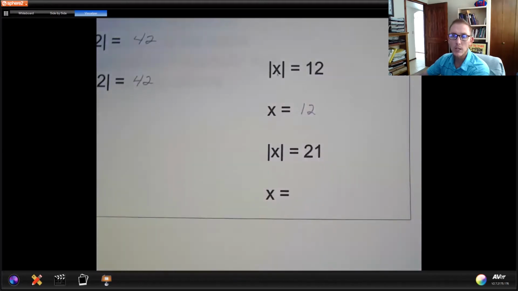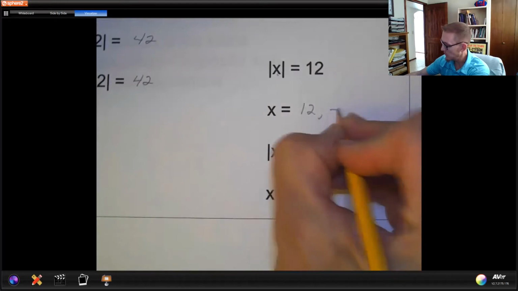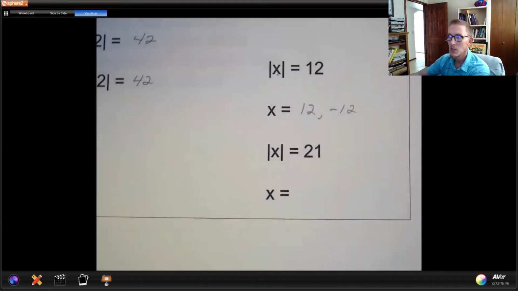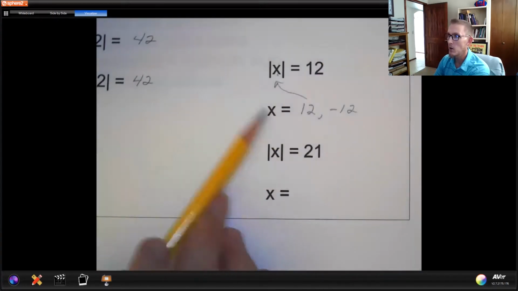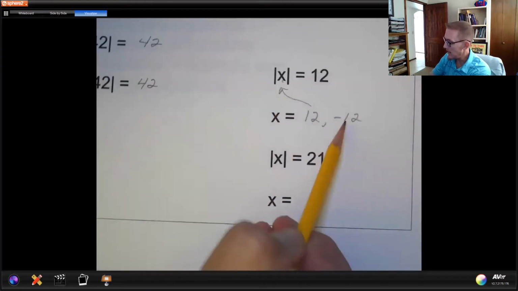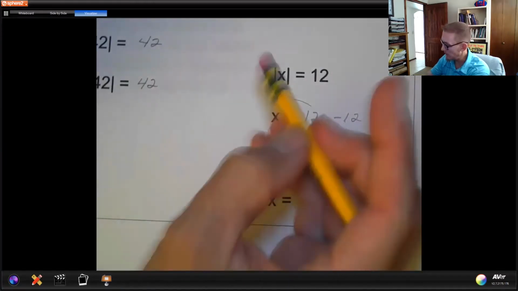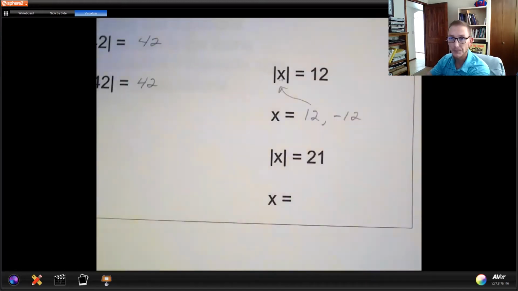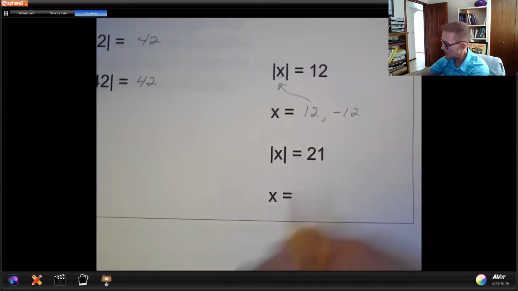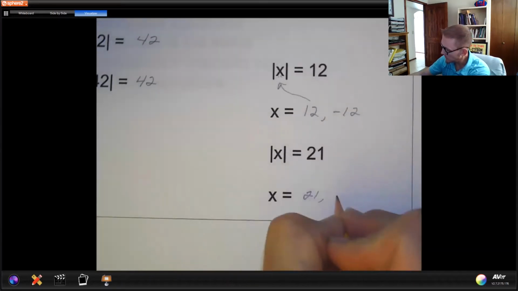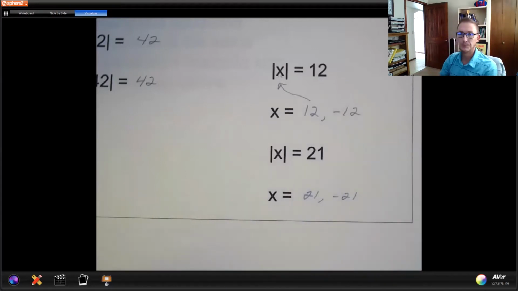But as an algebra student, we realize that there's always a little bit more behind the scenes because x can also equal -12. If I plug in 12, I get the absolute value of 12 equals 12. But if I plug in -12, I get the absolute value of -12, and that also equals 12. So let's look at this example. The absolute value of x equals 21. Take a moment, think of your answer. Now that you've got it, hopefully you realize that x equals 21, but also equals -21.